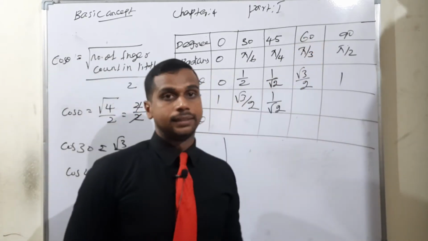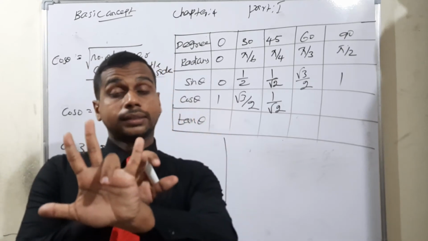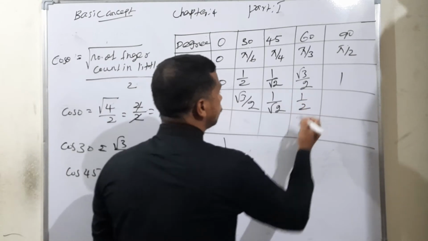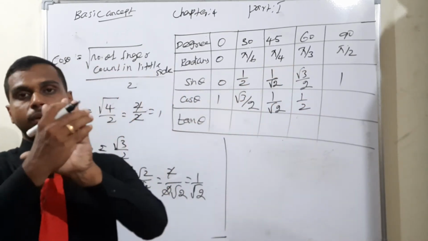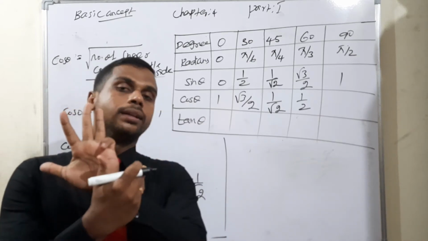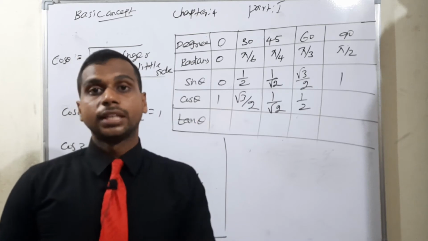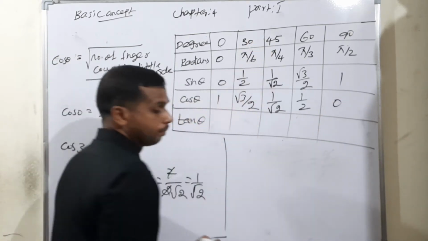Moving to cos 60. Cos 60 means we have to fold the ring finger. Ring finger, on the little side only 1 finger balances. So, we can write it directly 1 by 2. Then the last one, cos 90. Cos 90 means we have to check it. Do you have any value on the little side? There is nothing. So, we can write the value will be 0. 0 divided by anything means value will be 0. Therefore, cos 90 is equal to 0.